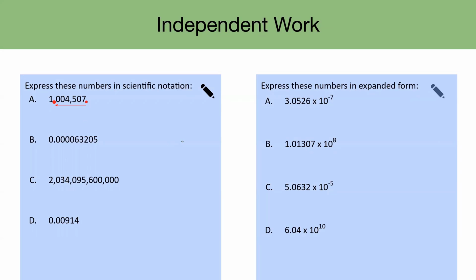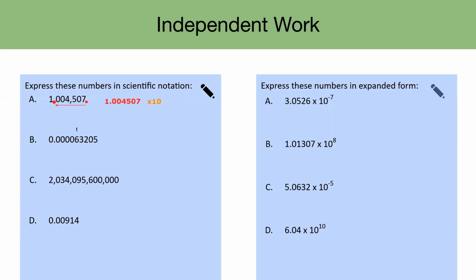So now, when we type it out, we have the number 1.004507. We have that number, between 1 and 9.9, or 1 and 10 now. And what we're going to do is put our base in. Our base with scientific notation is always going to be times 10. Once we have that base in there, we then need to put in our exponent.